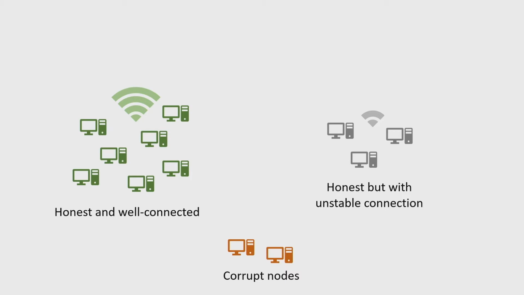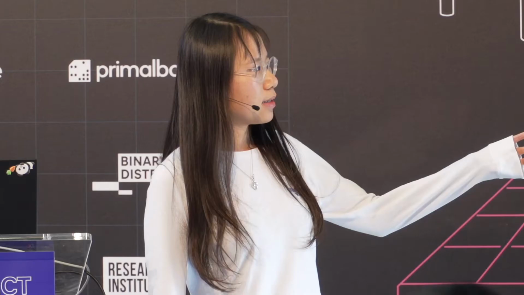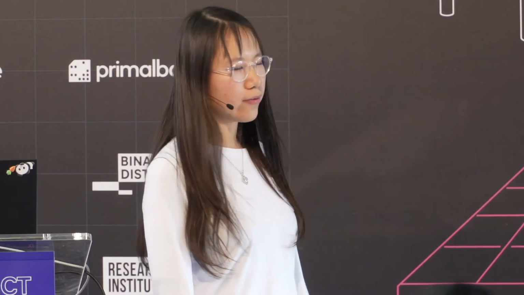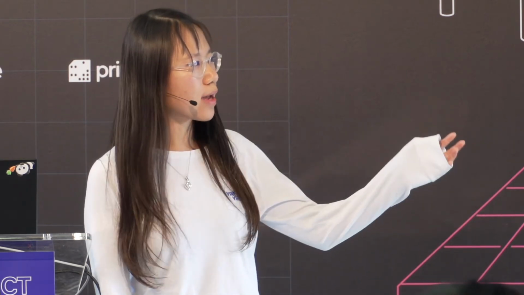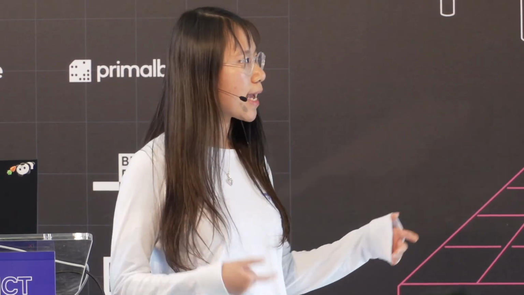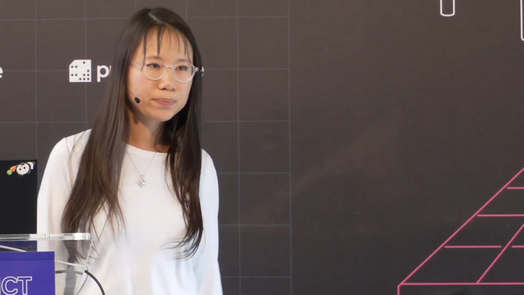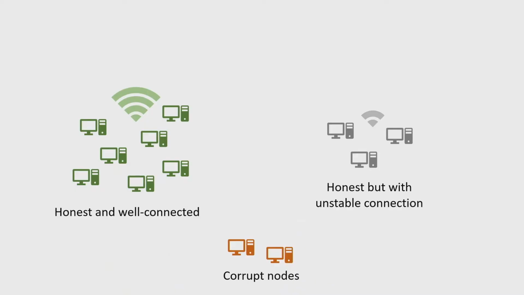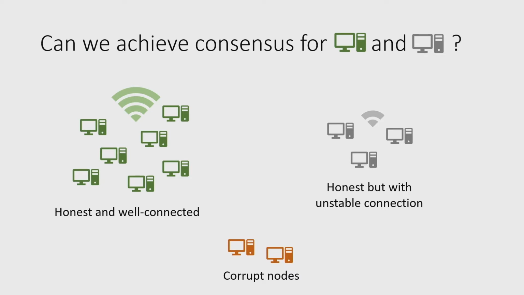So the synchrony network is saying that I don't care about that gray set. All of them, I just consider as faulty. And partial synchrony assumes that all of the nodes are in the gray set, and it does not make use of the good connection of this green set. So what we want to do is take the size of this green set into consideration and see if in this case we can guarantee consensus for the green nodes and the gray nodes.